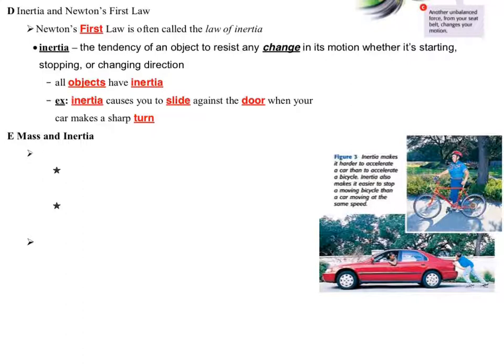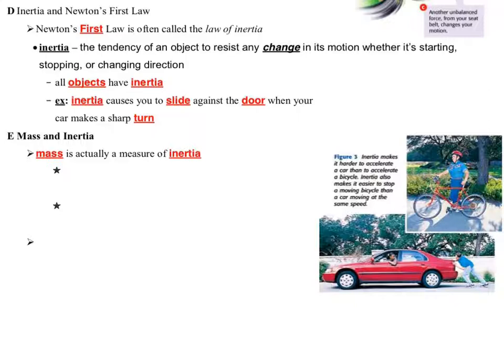Okay, next question related to this topic. What is mass actually a measure of? And the answer is mass is actually a measure of inertia. Inertia and mass are essentially the same thing. The more matter inside of an object, the more inertia it has.